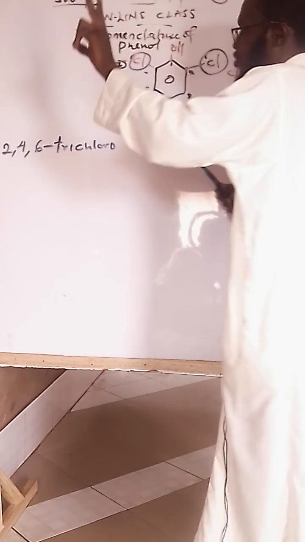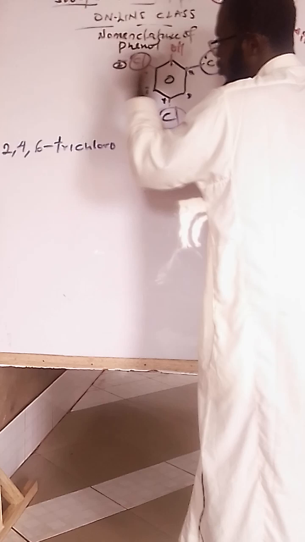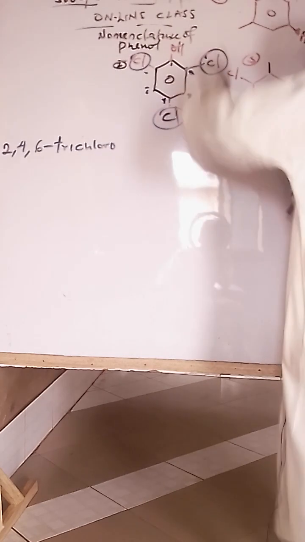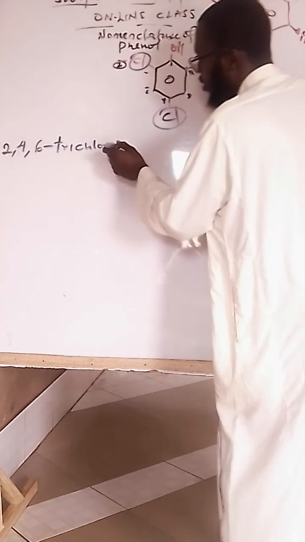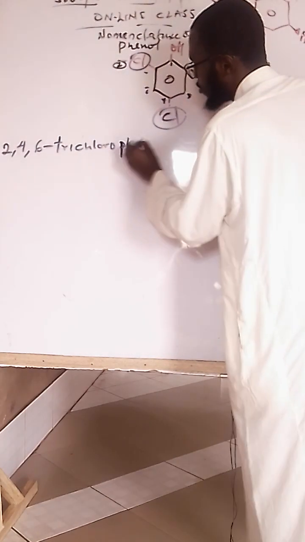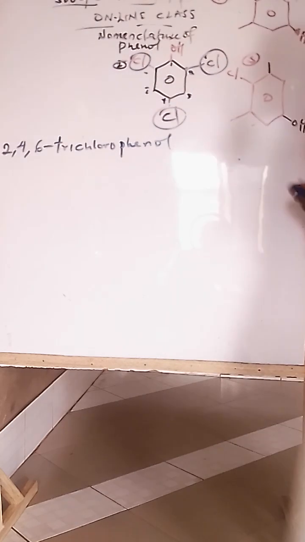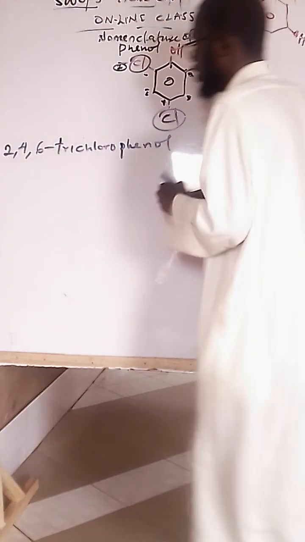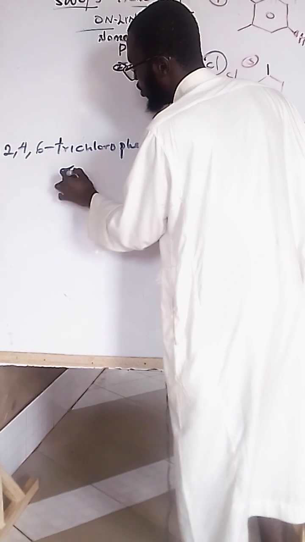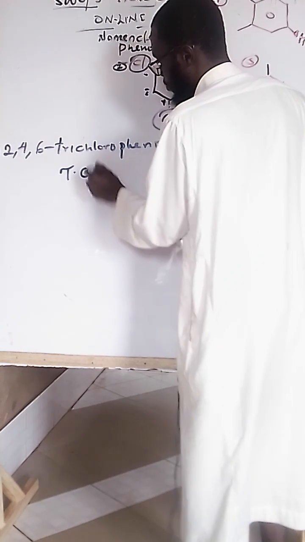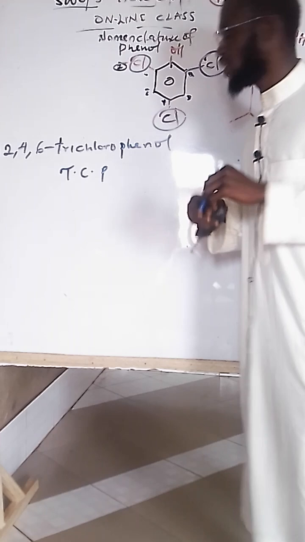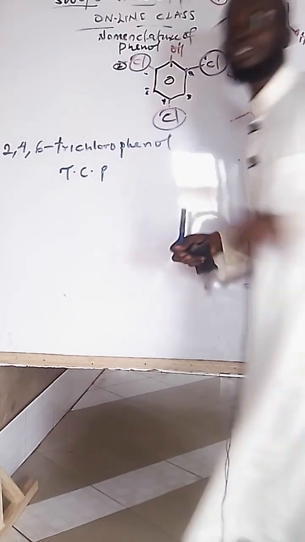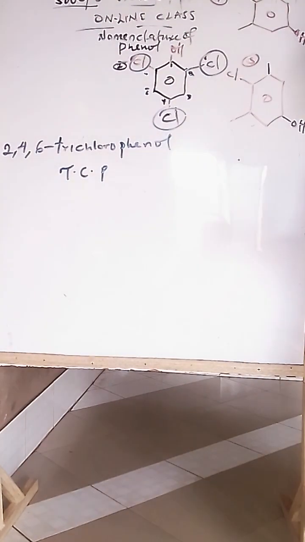Tri means 3 chlorines. So we are saying trichloro, and then trichlorophenol. 2, comma, 4, comma, 6-trichlorophenol. We can call this one TCP. It is an antiseptic agent.